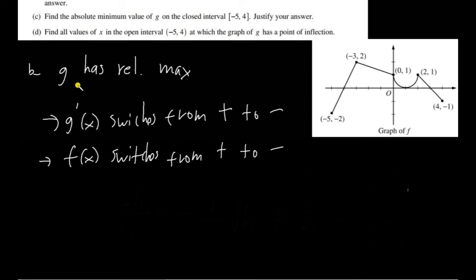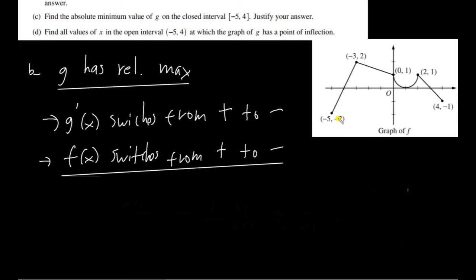We've looked at what we know. What we know is f of x. What we want to find, and we've connected those two. So when G has a relative maximum, then f of x switches from positive to negative. So I can find all the places where f switches from positive to negative, and that's going to be where G has a relative maximum.